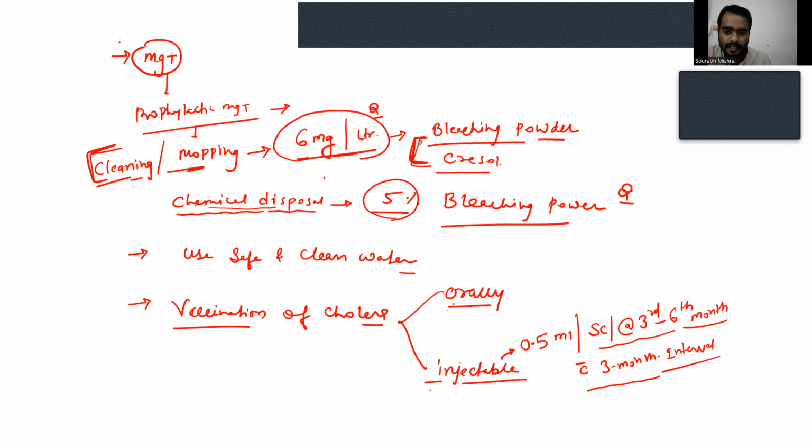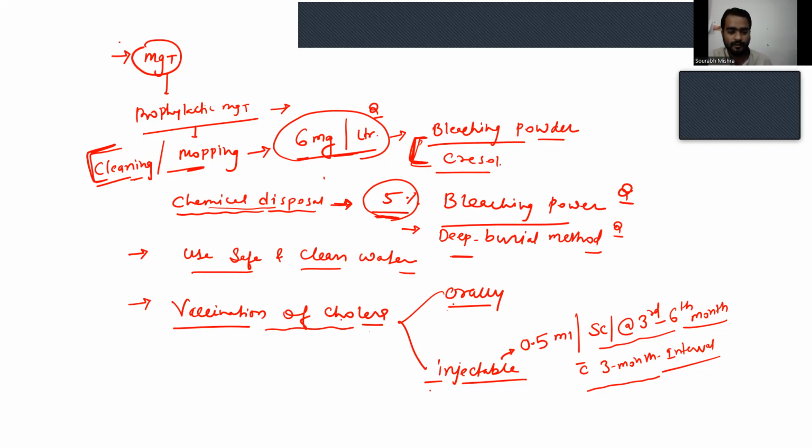And if the patient is a child, sometimes it defecates on the bed, on the clothes also. So at that time we need to dispose of the stool. So how to dispose? With 5% bleaching powder, chemical disposal, or deep burial method. Through this we dispose of the stool by the deep burial method. So it decreases the transmission to others. Use safe and clean water. It's a prophylactic way. And vaccination of cholera also.